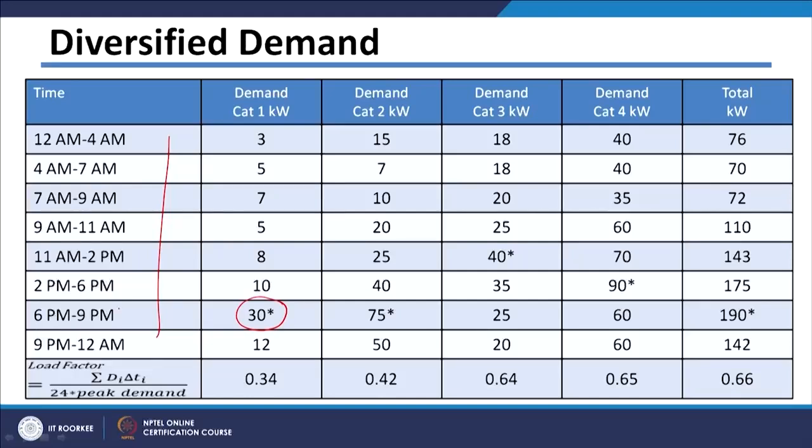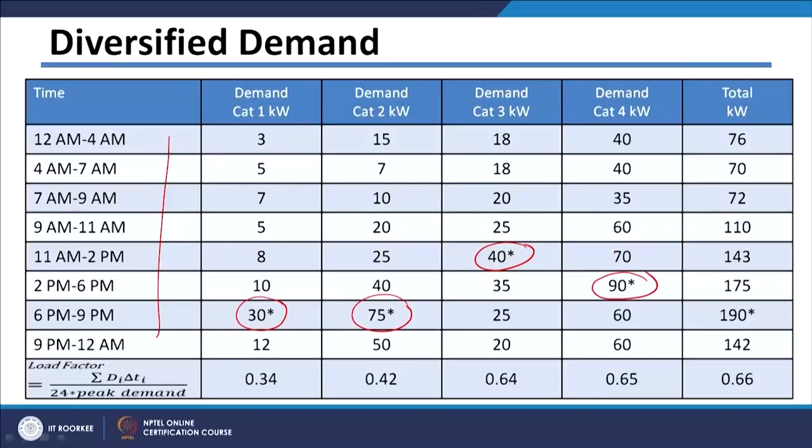to 9 p.m., which is around 30 kilowatt. And then for category 2 consumer, it is 75 kilowatt, coming around the same time. And then for category 3 consumers, it is 40 kilowatt, coming between 11 a.m. and 2 p.m. And then for category 4 type consumer, it is coming around 2 p.m. to 6 p.m. and it is around 90 kilowatt.